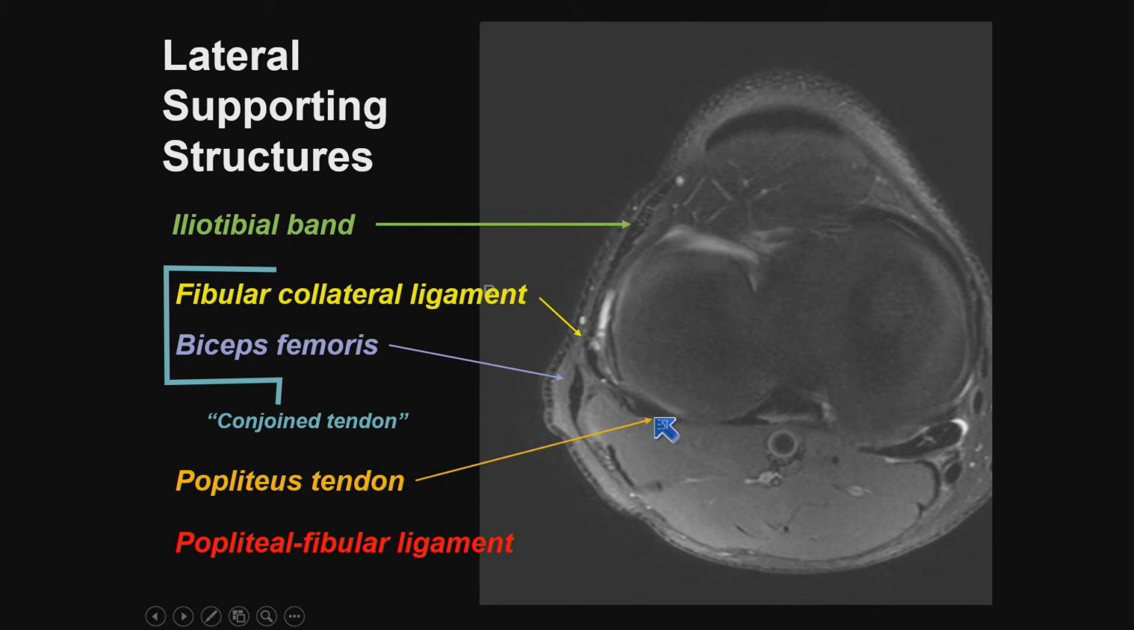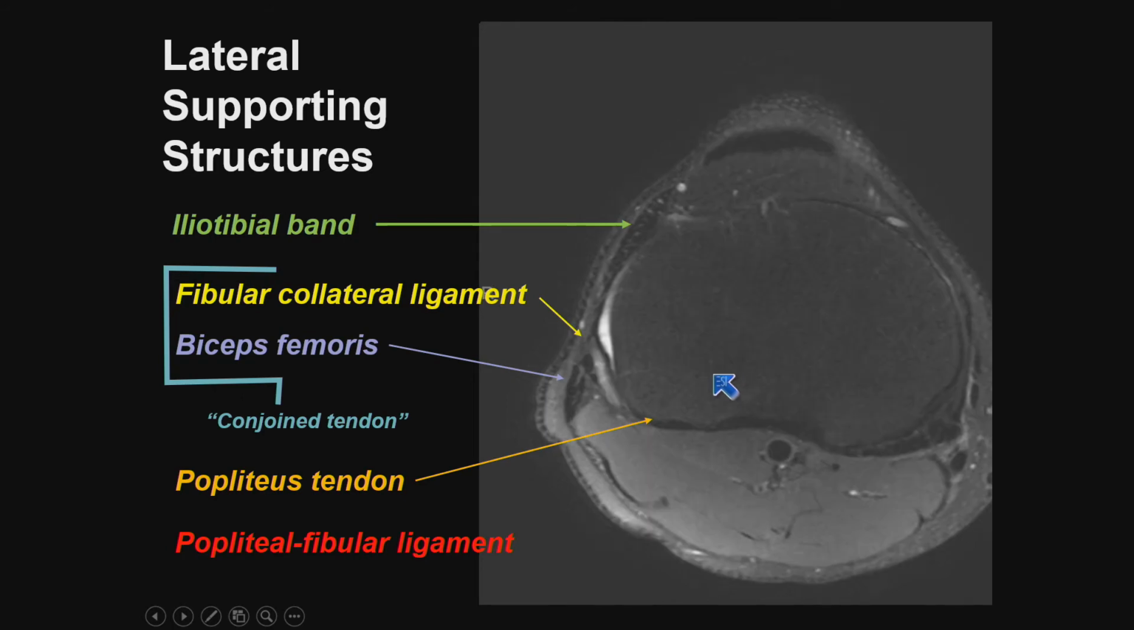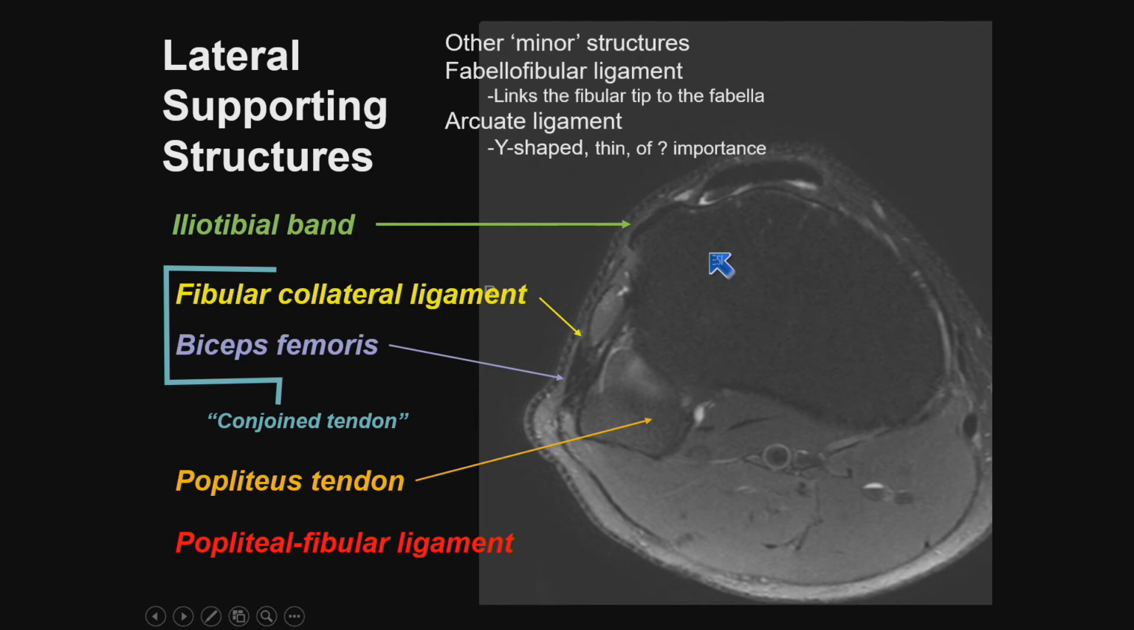More posterolaterally, we see the popliteus tendon wrapping around, going through the joint, through the popliteal hiatus, and down to the posterior calf. You can't really see the popliteofibular ligament too well on the axials. We look at those on the coronals or sagittals. And then there are some other minor structures called the fabellofibular ligament and the arcuate ligament I'll talk about now.